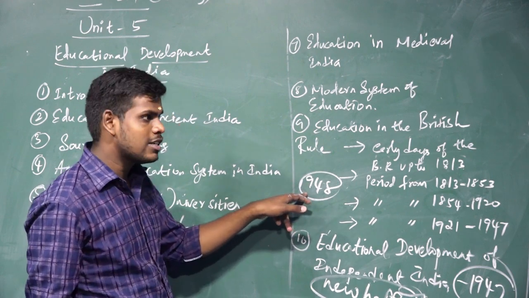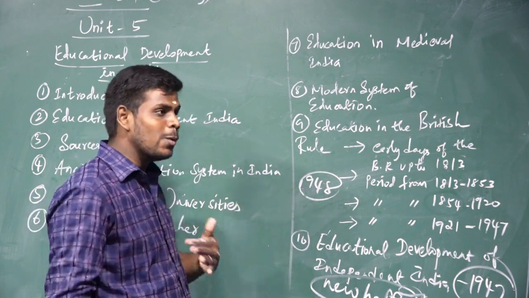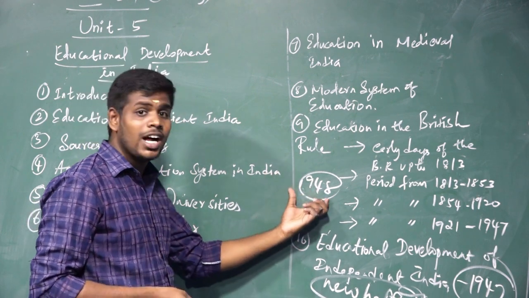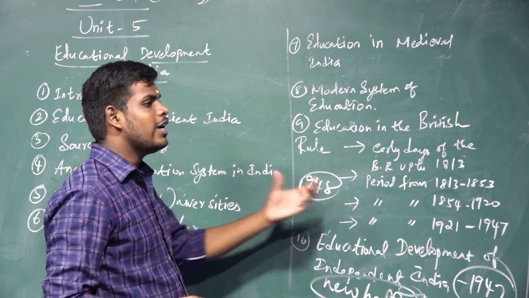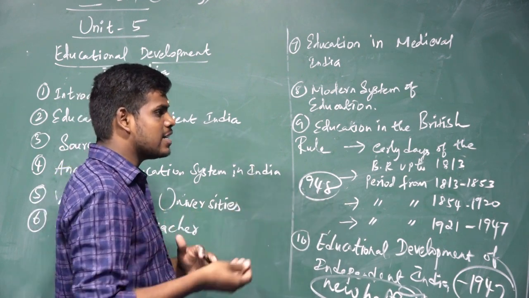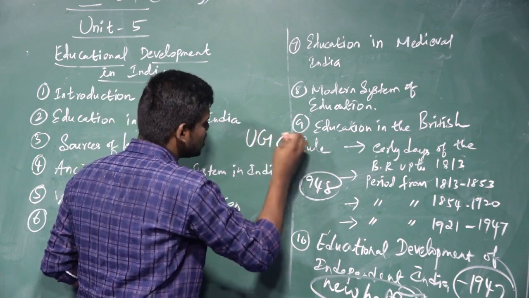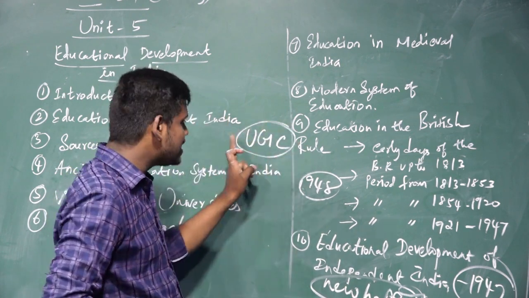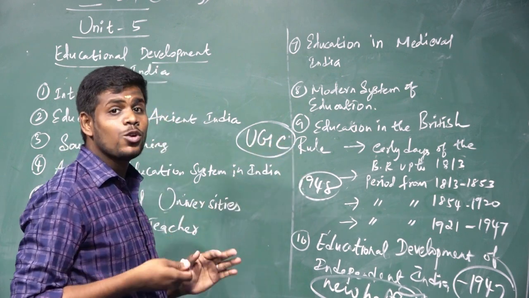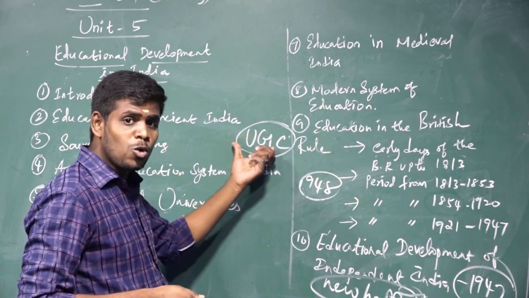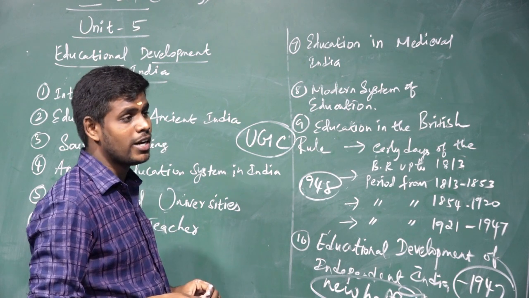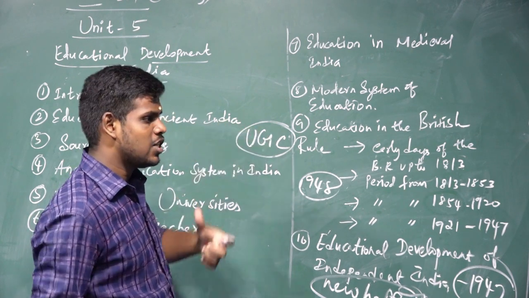1948, the Dr. Radhakrishnan Commission was appointed to present a report on university education. Who was appointed for university education? Dr. Radhakrishnan. On the commission's recommendation, the University Grants Commission was established. The expansion of UGC is University Grants Commission. It determines the standard of higher education. One of the most important events took place in secondary education.